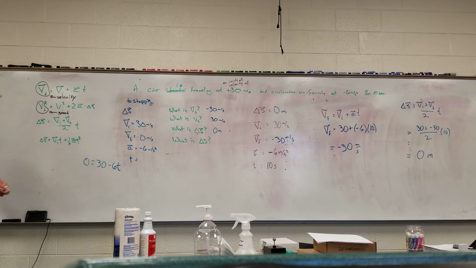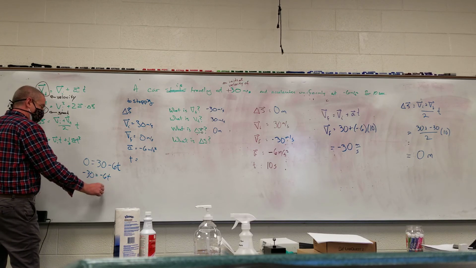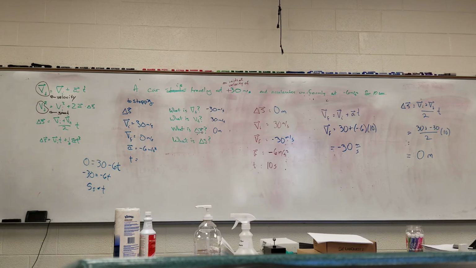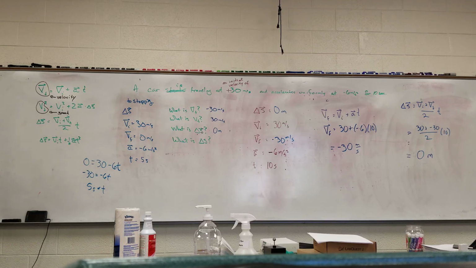There's my math problem. So -30 is equal to -6t. t is 5 seconds, which makes sense, there's some symmetry there. So how far does it go in the positive direction before it turns around? Since I'm only traveling in one direction for this first 5 seconds, there's no turning around, so the distance traveled in the positive direction is the displacement.